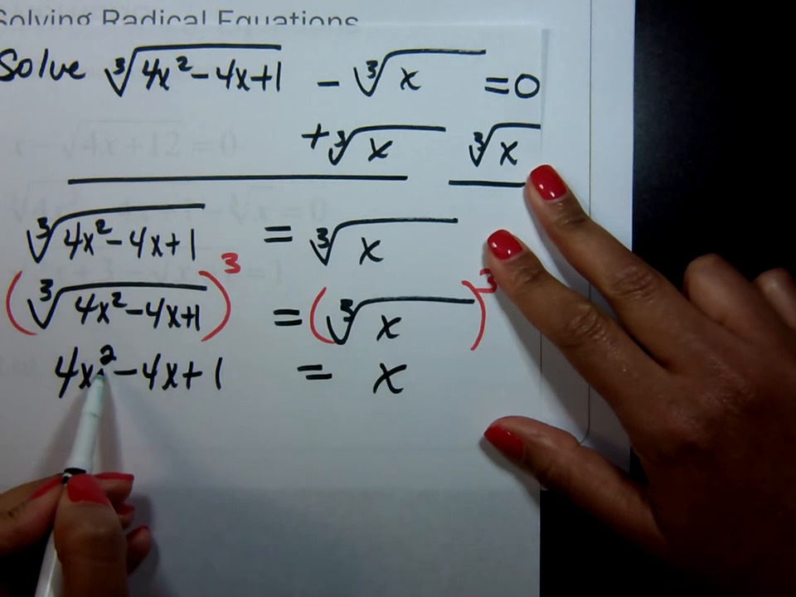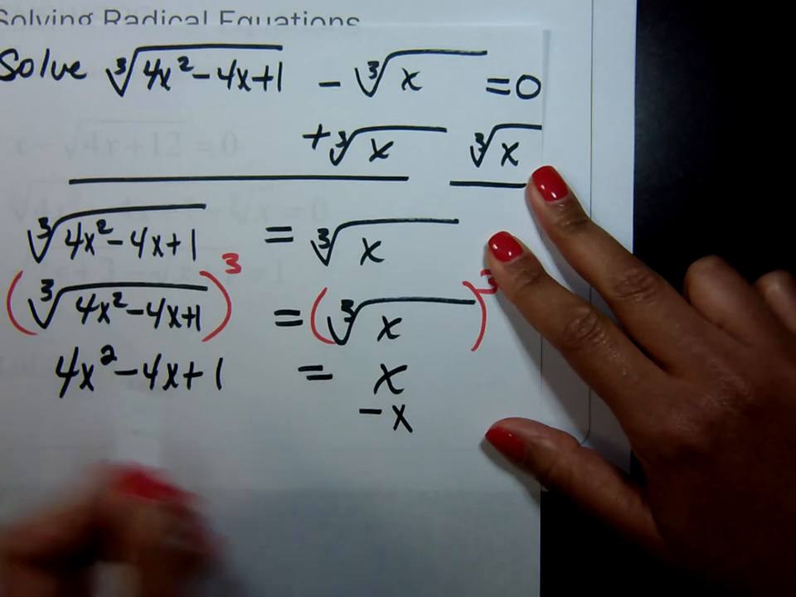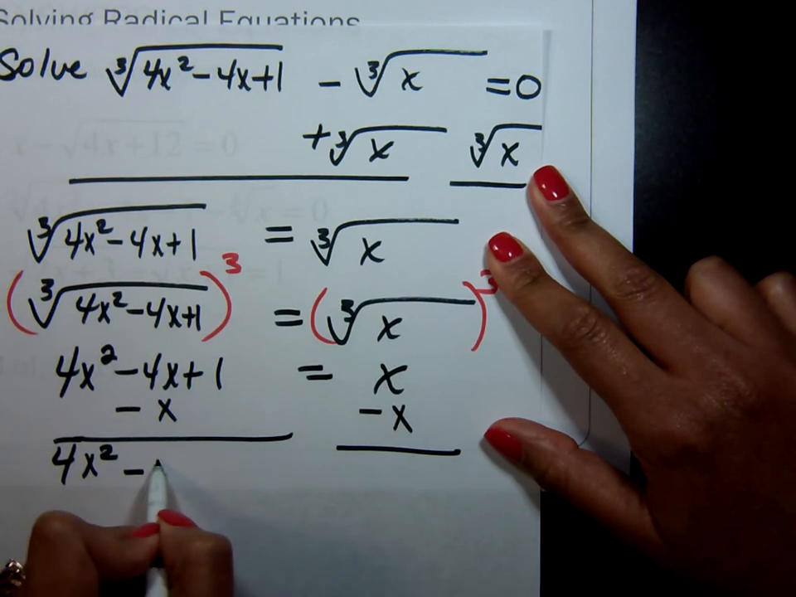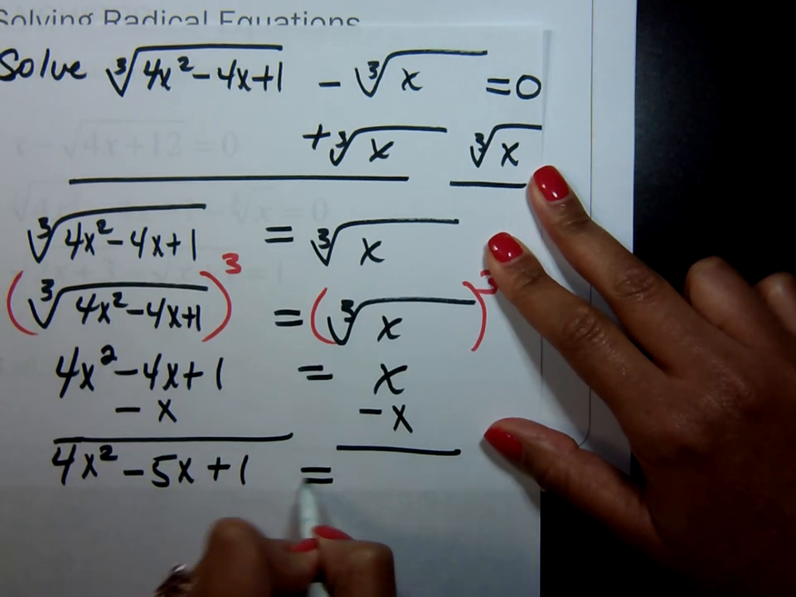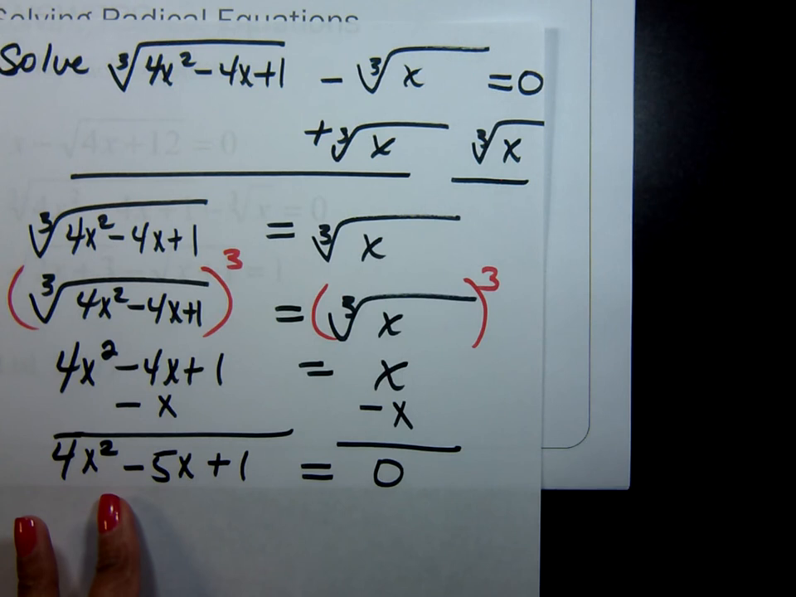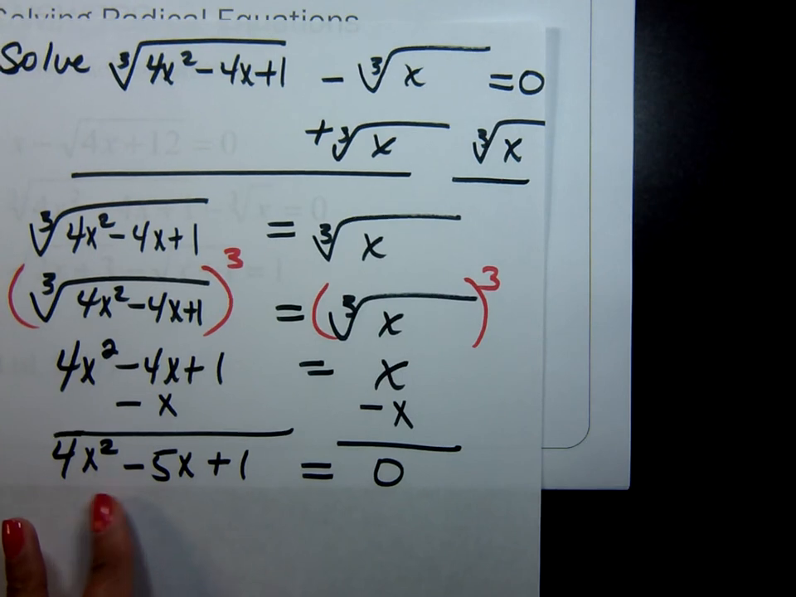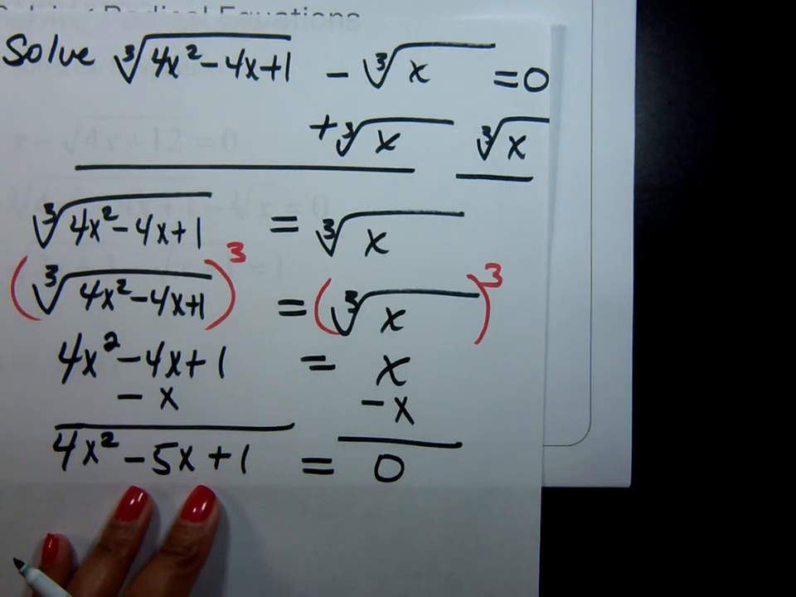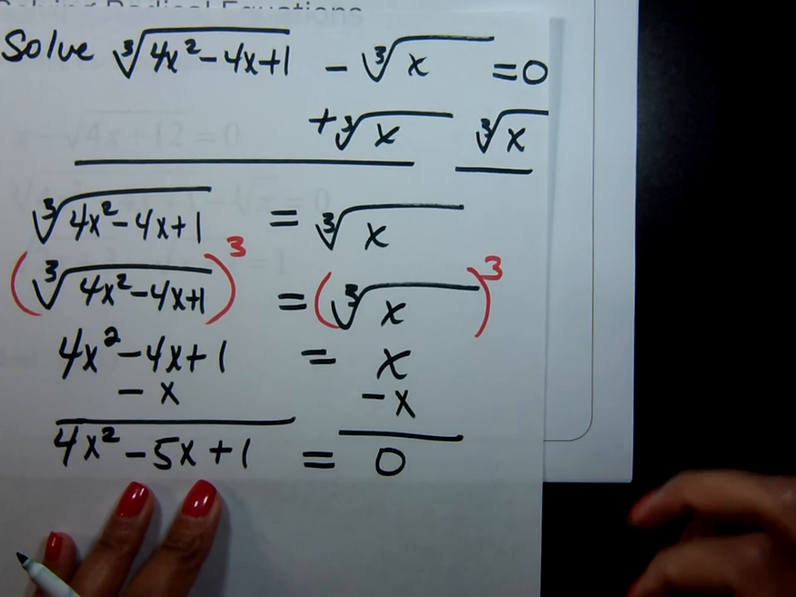This is a quadratic equation. The highest power is 2. So we want to get all terms on one side. So I'm going to subtract x from both sides, leaving us with 4x squared minus 5x plus 1 is equal to 0. Okay? Now, we have a quadratic equation. All of our terms are on one side. So we can solve this equation by factoring, completing the square, or quadratic formula. Those are our methods that we discussed in the previous section.